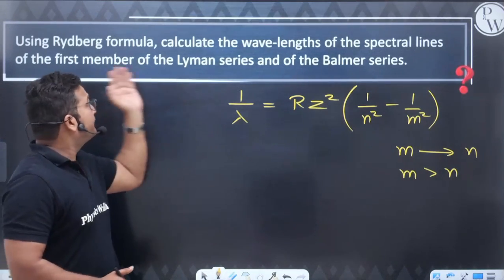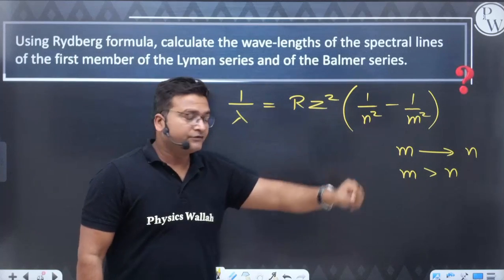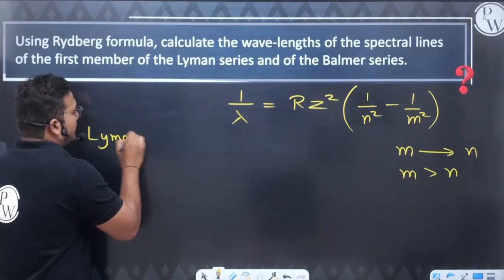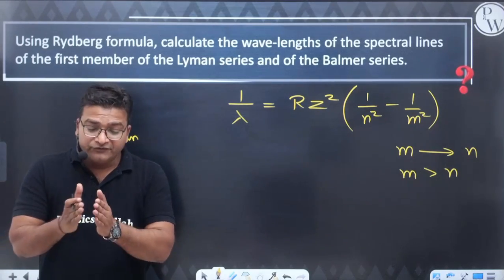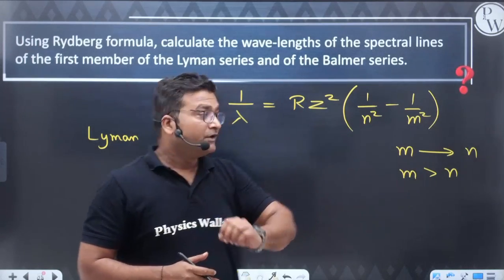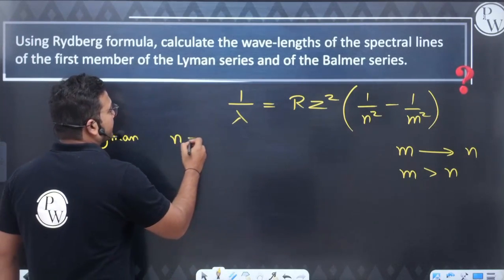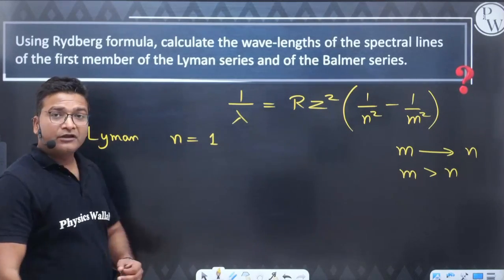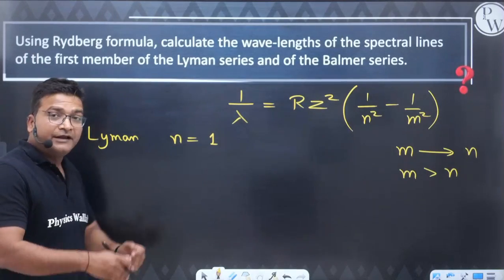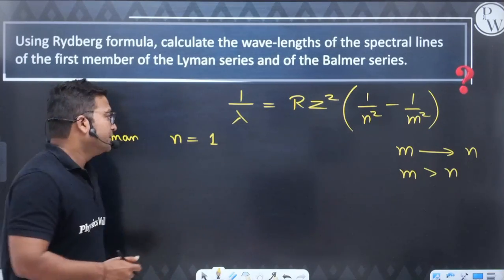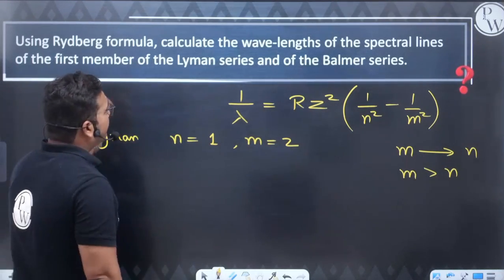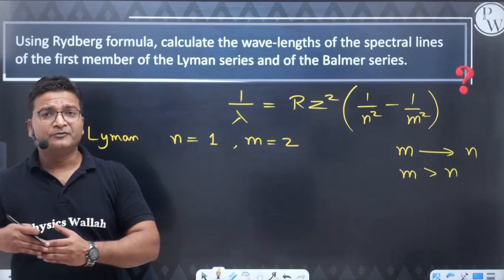First member of the Lyman series and of the Balmer series. For Lyman series, always remember the Lyman series gives you an idea that electron is jumping into ground state. So your lower state is actually 1. And as they are talking about the first member of Lyman series, the electron must have jumped from 2 to 1. So M is 2 here. As they haven't specified what atom it is, we will simply assume it is hydrogen atom.